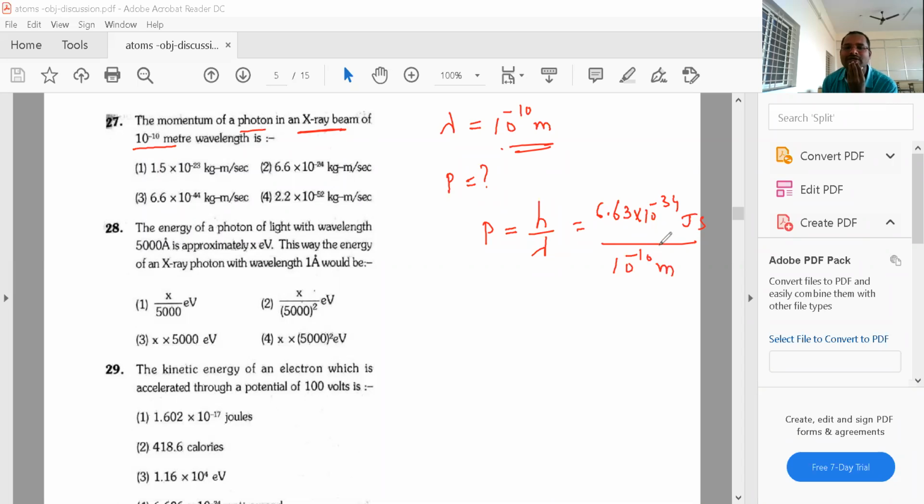So what will you get? 10 to the power of minus 10 cancels with 10 to the power of minus 34, giving 6.63 into 10 to the power of minus 24. The unit is kg meter per second. Option 2 is the right option. Correct? Yes. Next, question number 28.